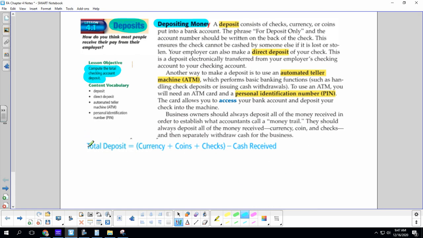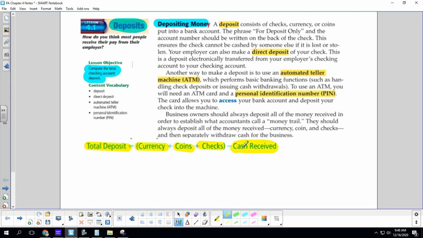All right, our total deposit. Oh, I should not use blue for that. Blue on blue. Our total deposit is our currency, that's our paper money, our coins, which is our jingle jangle money, and the checks. Add all those together and then minus the cash that you're taking back out.